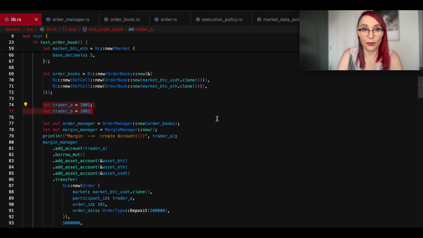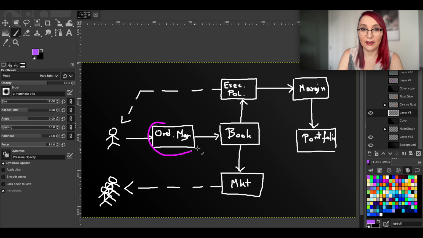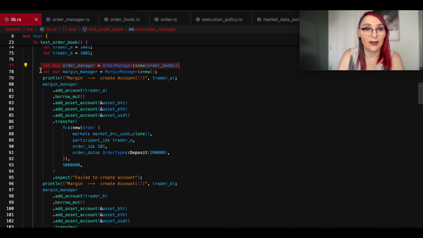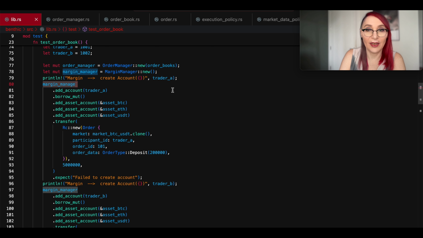I have defined 2 trader IDs, 1001 and 1002. We have trader A and trader B. I've created this order manager, which has order books. So here we go, our order manager. Then I create the margin manager. So that's this guy. And in the margin manager, I add an account for trader A and trader B.